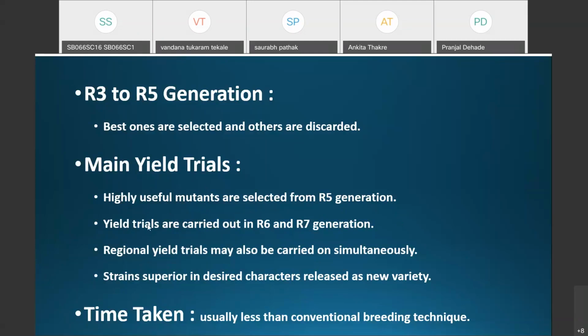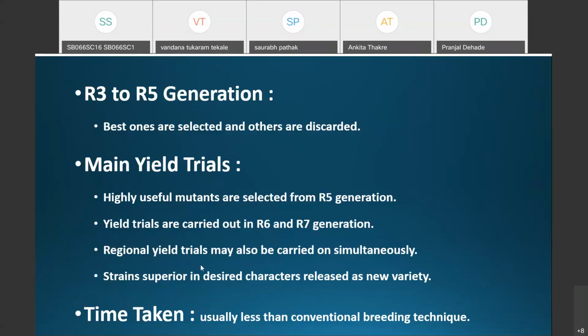Then the yield trials are carried out in the R6 and the R7 generations, and simultaneously the regional yield trials, or we can say the multi-locational yield trials, are carried out. That is just to find out their wider adaptability, whether these strains, these mutants, are adaptable to different environmental conditions or not. In parallel, simultaneous trials are also carried out.